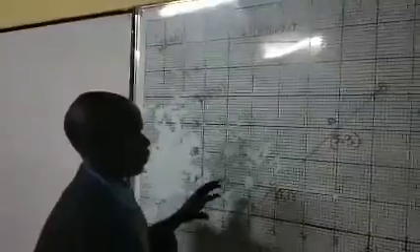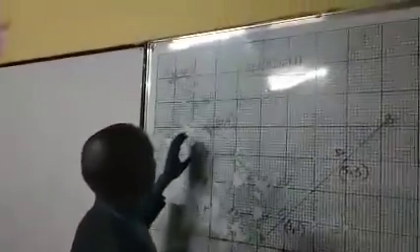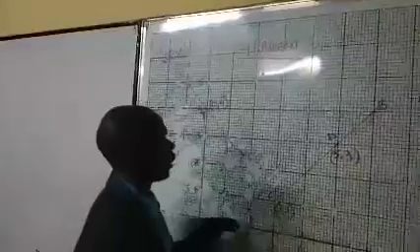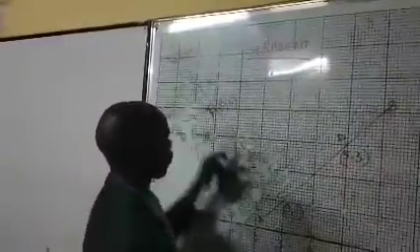Now, in this case, we want to talk about gradient. Gradient is a measure of how steep or flat a line is. Now, in this case, we have two lines in our grid here. We have the line AB and we have the line XY.